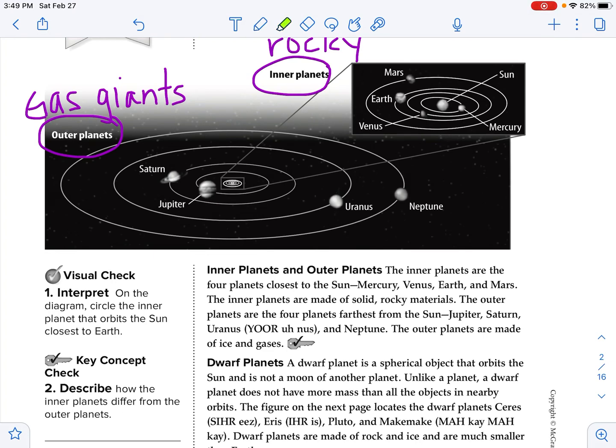The inner planets are the four planets closest to the sun: Mercury, Venus, Earth, and Mars. My very excellent mother. The inner planets are made of a solid rocky material. You can land on them. The outer planets are the four planets farther from the sun: Jupiter, Saturn, Uranus, Neptune. Just served us nachos. The outer planets are made of ice and gas. And like I said before, these are our gas giants.